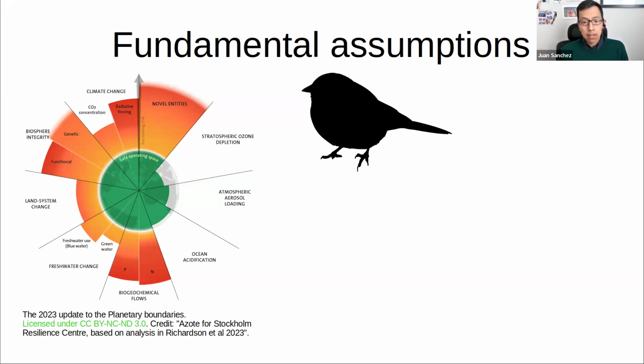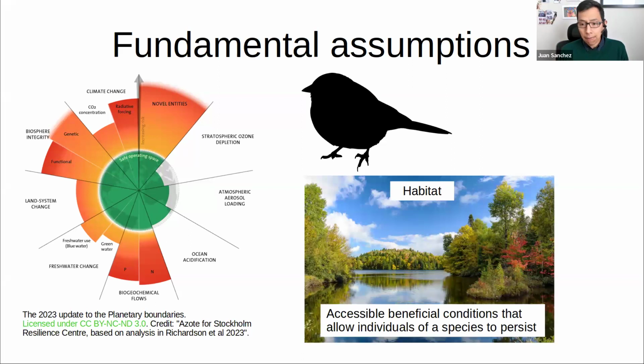When we think about designing strategies to preserve a species, one of the first questions that we approach is, what is the habitat that this species needs to survive? Habitat, we can describe as the accessible beneficial conditions that allow individuals of a species to persist. Usually, when we try to connect those environmental conditions with the records of the species, where does it occur, or what is its abundance, we use mathematical formulas to connect predictor variables, that could be the amount of forest or the amount of relevant resources, with a variable that we think represents the occurrence of the species in an area of interest. We can think about the occurrence or the abundance, for example.